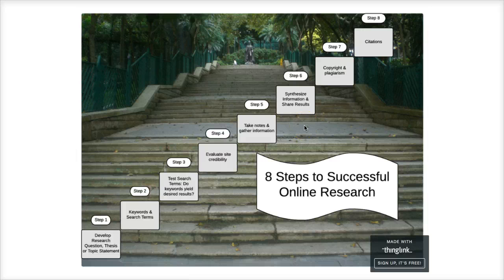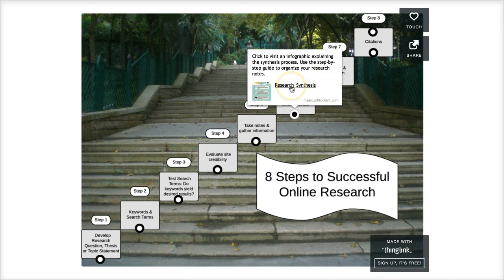Step 6 is to synthesize information from the various sites and determine the best way to share results. This step links to an infographic that visually represents how students will organize the research they have gathered and export it into structured information.